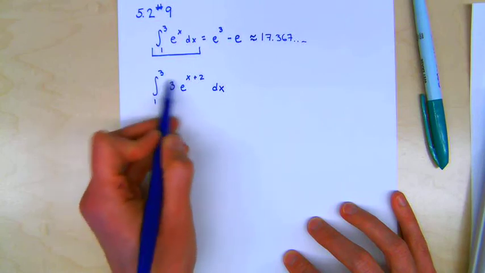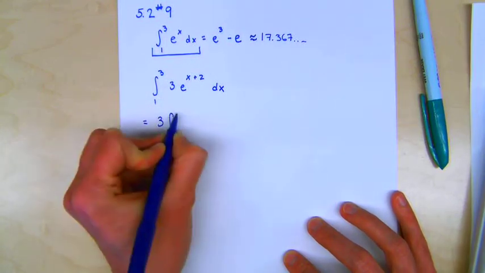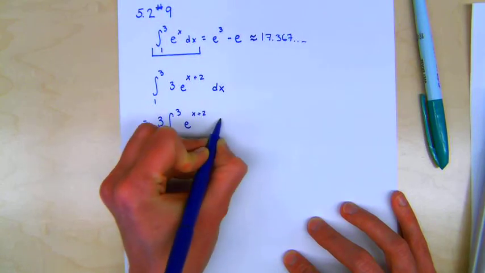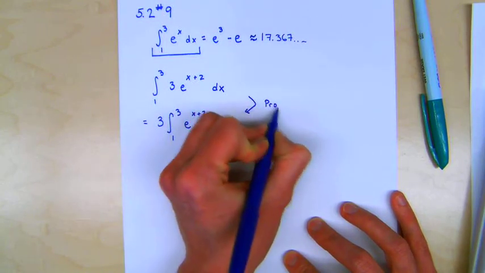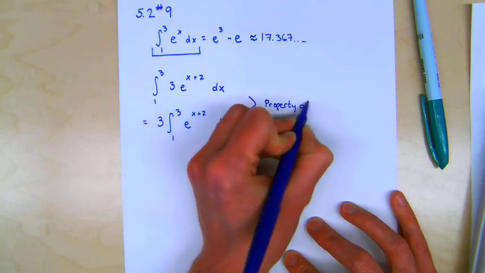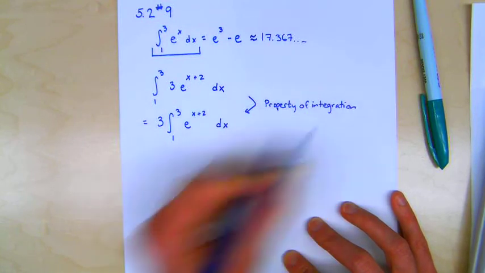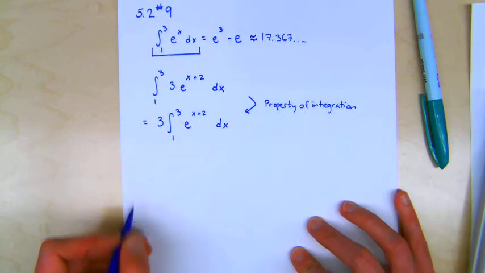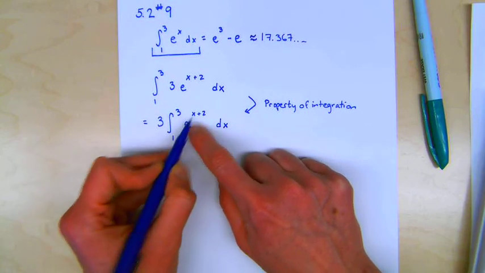That this is multiplied by 3, that's going to be the same thing as 3 times this integral from 1 to 3 of e to x plus 2 dx. So that's one of our properties of integration, that I can pull the constant out front. But that's not good enough because this inside part is still e to the x plus 2.